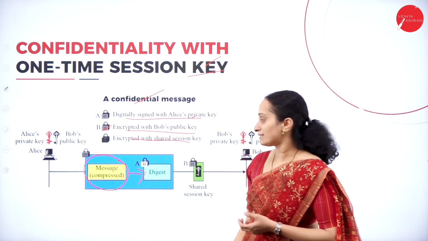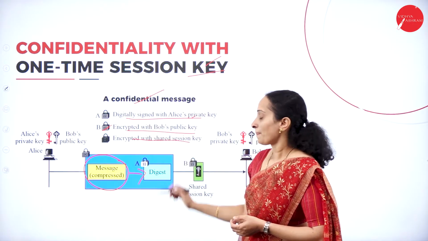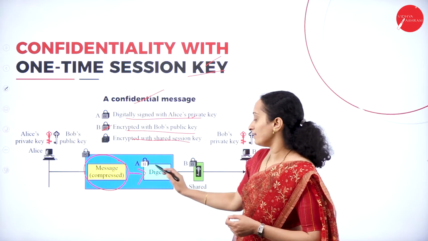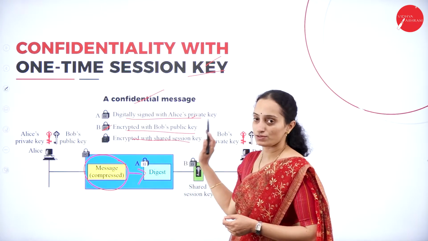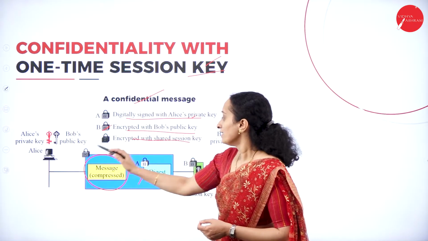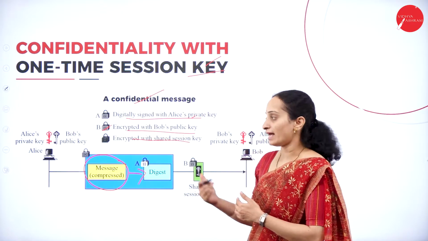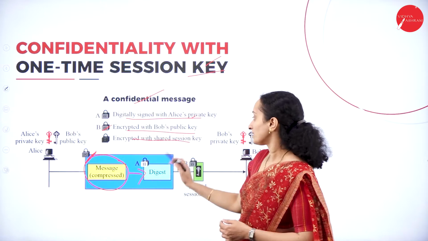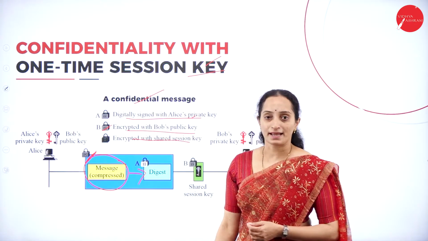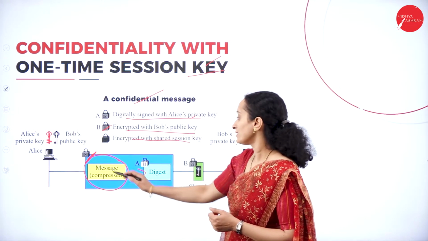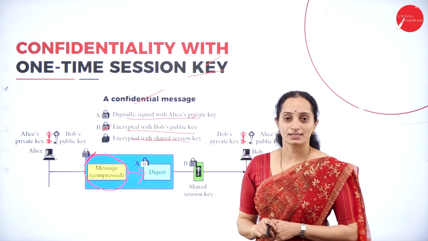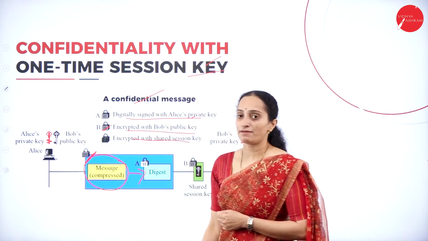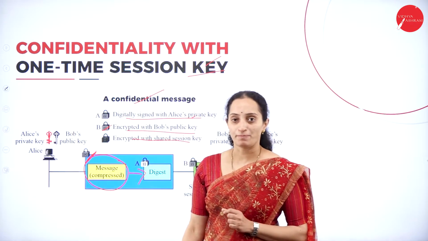It is generated as a message digest using Alice's private key. We get the message digest using Alice's private key. She encloses that with the session key. So the session key will be encrypted and sent along with the message. The session key is encrypted with Bob's public key.